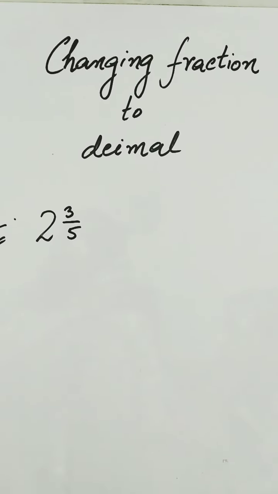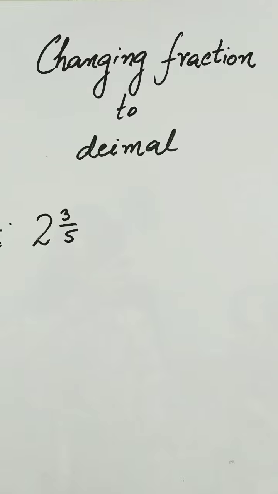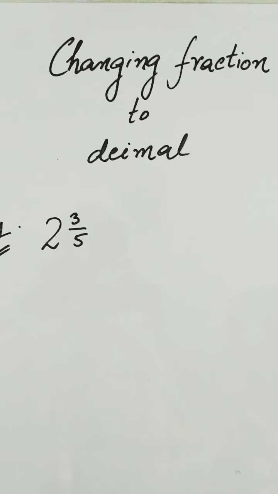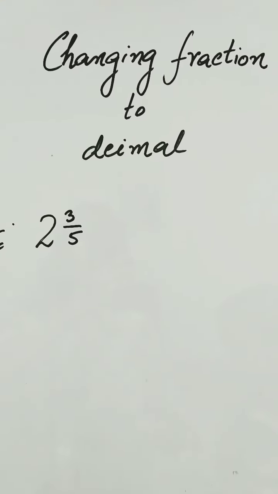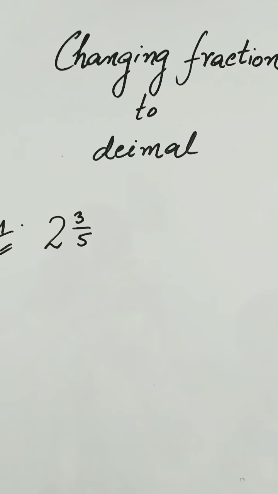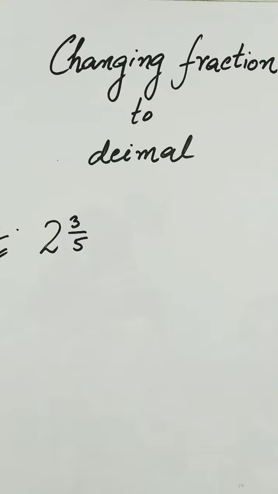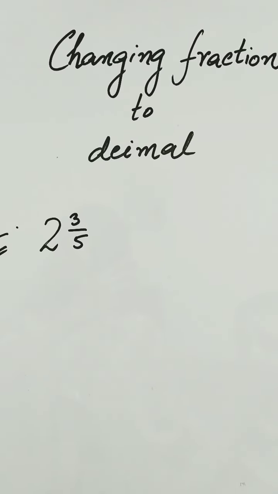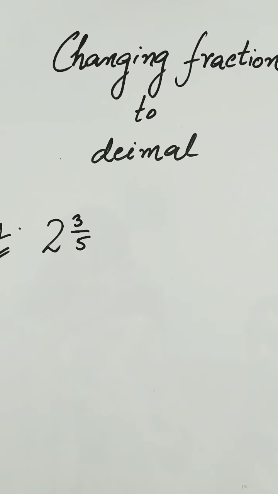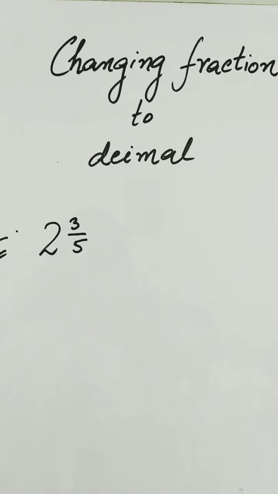Hello and welcome. In this video, we are going to look at the question in which we are going to change the fraction values into decimal values. Here we have a mixed number, 2 whole number, 3/5. First, we change it into a fraction and then we will change it into decimal form.